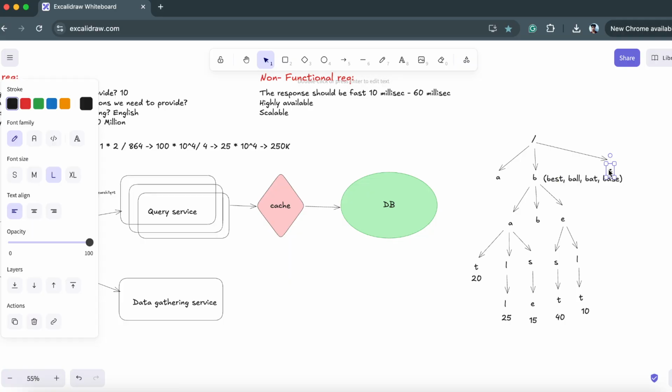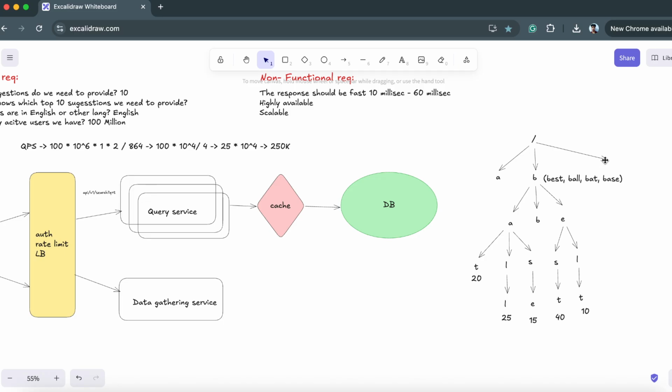Let me just remove these things. At this B, we stored all these words. The moment the user types something, we can get these suggestions. At this level we will be storing this information, and these words we can get and send back to the user. This same thing will be available at the cache level as well. The moment the user types something, we will get it and send it back to the user.